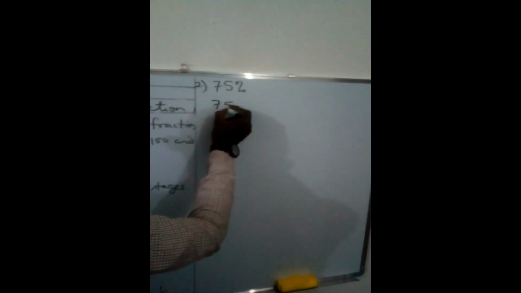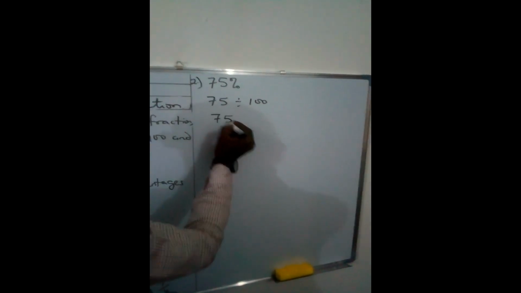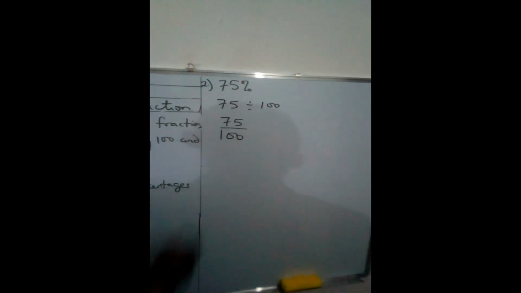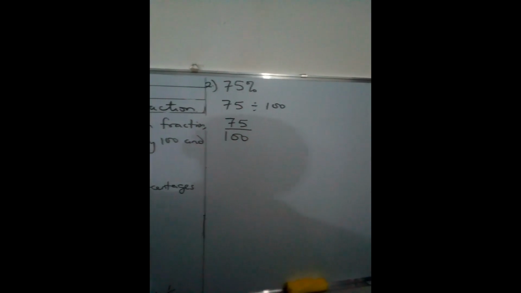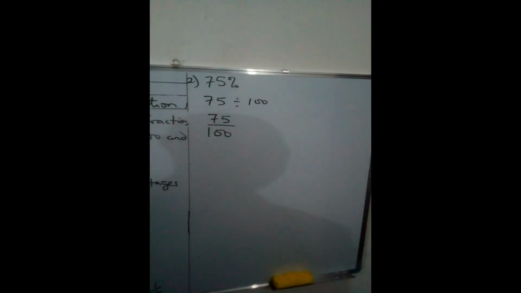Express 75% as a fraction. So, according to our instruction, we are to divide this by 100. So what do we do? 75 divided by 100, which can as well be written as 75/100. Remember, we can't leave it this way if it is not the simplest term. So we need to check through.